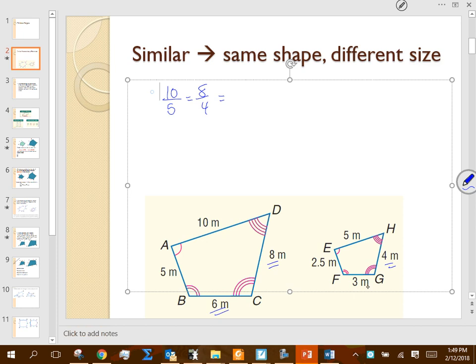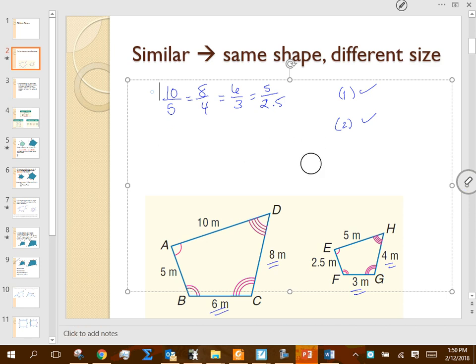What would 6 compare to? 3. And 5 compares to 2.5. Now, none of those ratios are 10 over 5. I don't see 10 over 5 again in the next 3 ratios, right? But they all simplify to 2 over 1, 2 over 1, 2 over 1, and 2 over 1. So because all 4 of those ratios are the same, we do have corresponding sides in proportion to one another. So we've met criteria 1 where angles were congruent, and now we've met criteria 2 where corresponding sides are proportional.